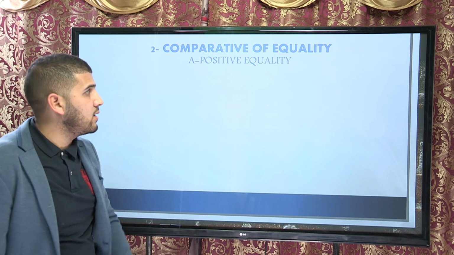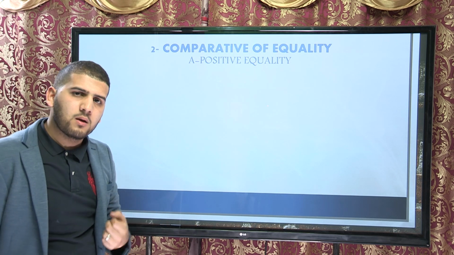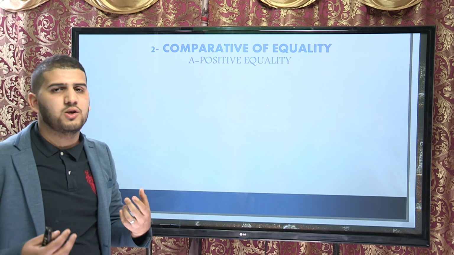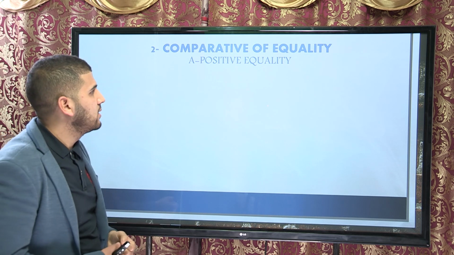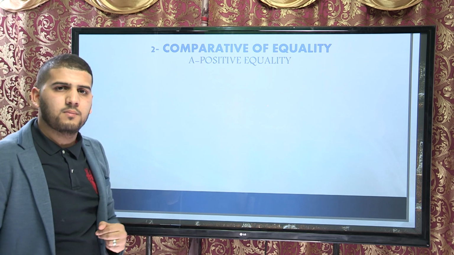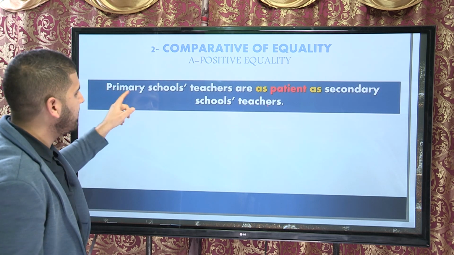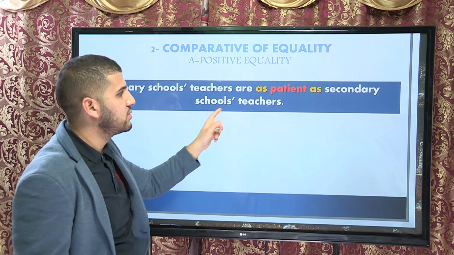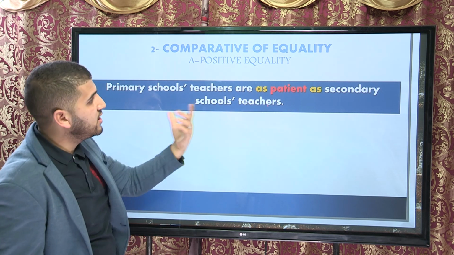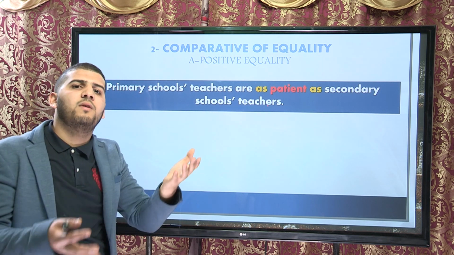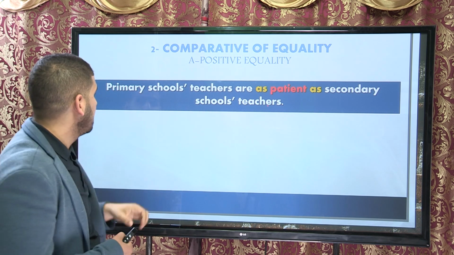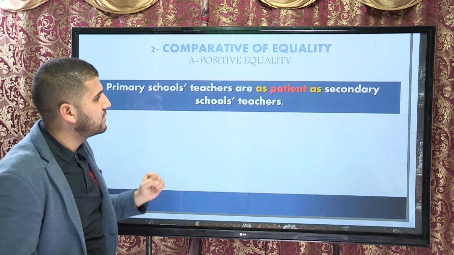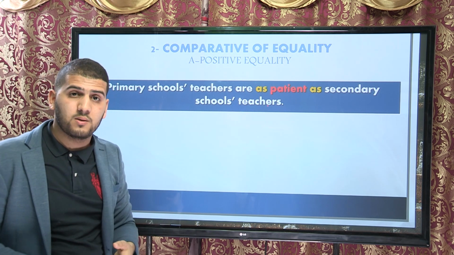Number 2. Comparative of equality. Comparative of equality is when you say that two things are equal, either in shape or importance. A. Positive equality. Example: primary schools teachers are as patient as secondary schools teachers. So here we are expressing comparative of equality. We are saying that primary schools teachers are patient in the same way that secondary schools teachers are patient.